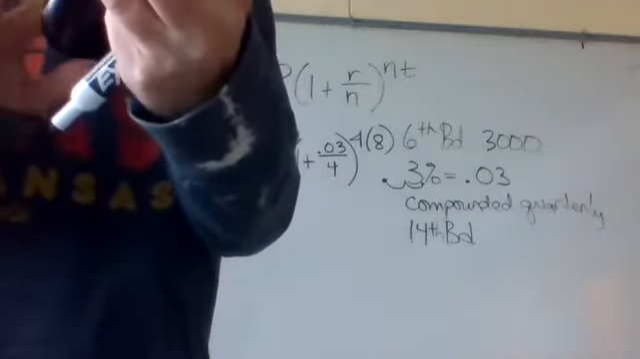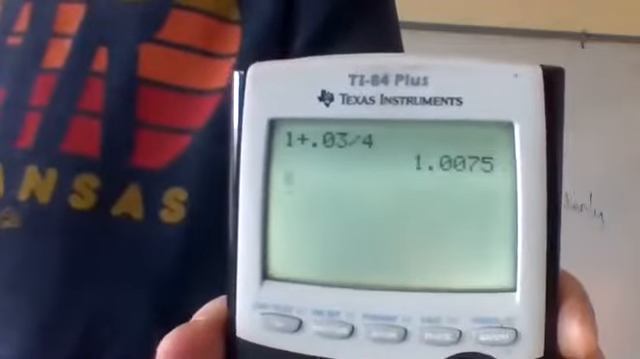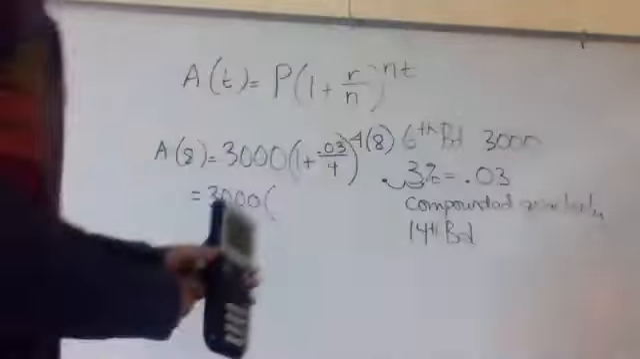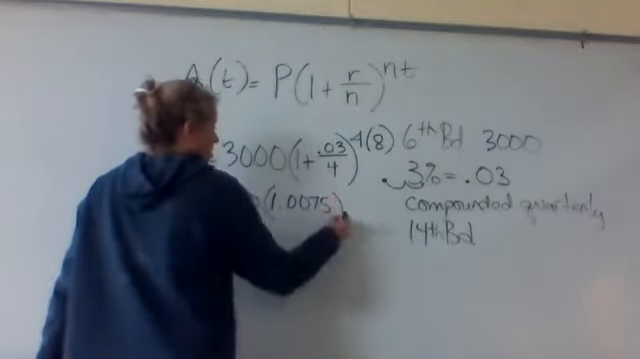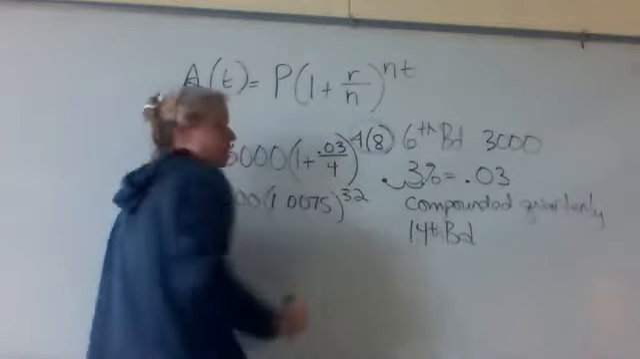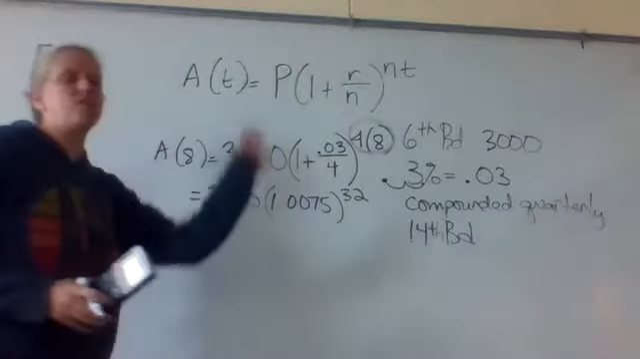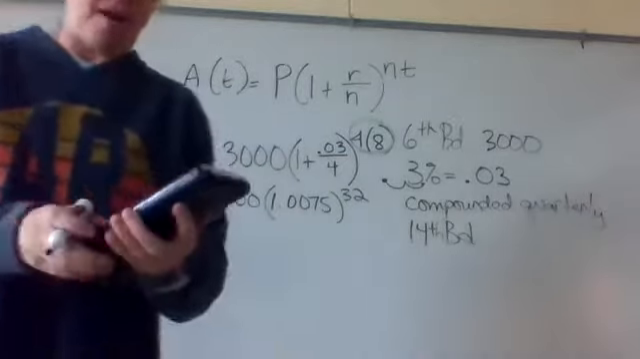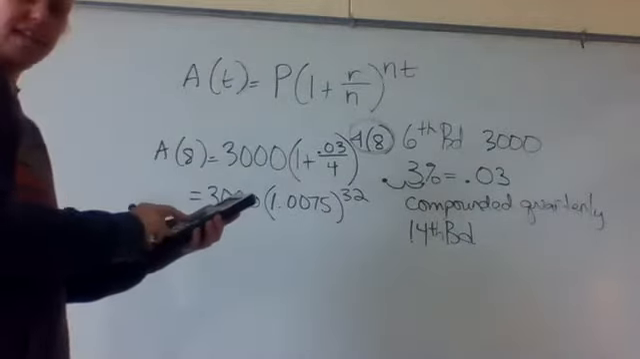One plus 0.03 over 4 gives me 1.0075. What's your exponent going to be? Well, 4 times 8 gives me 32. So when I type this in my calculator, that will tell me how much she would have had on her 14th birthday. So 3,000.